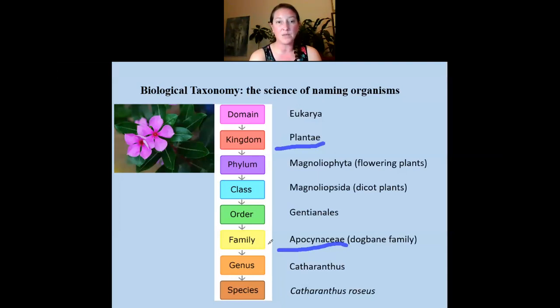Humans are Homo sapiens. This plant is in this genus, and this is its species name. Like we're Homo sapiens, and this is Catharanthus roseus. Again, you don't have to drive and annotate. But just to show you, as we go forward in the class, you're going to see species names of plants, and I don't want you to wonder why we're calling it that. This is why we're calling it that.